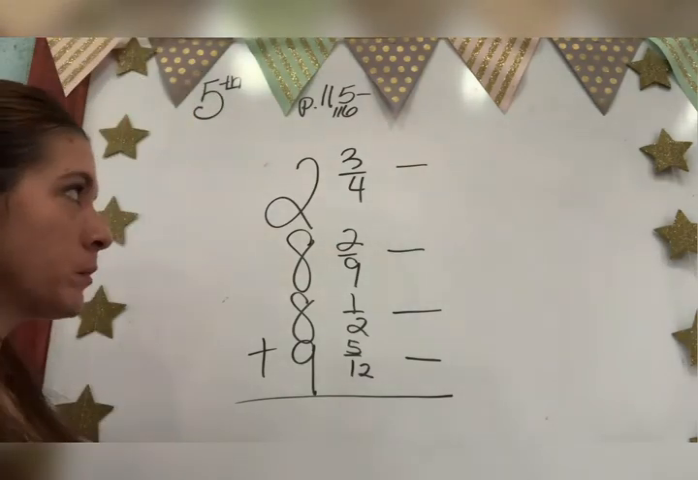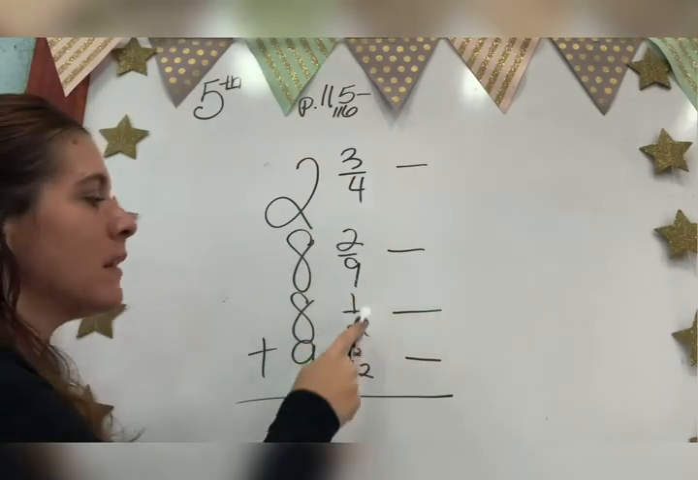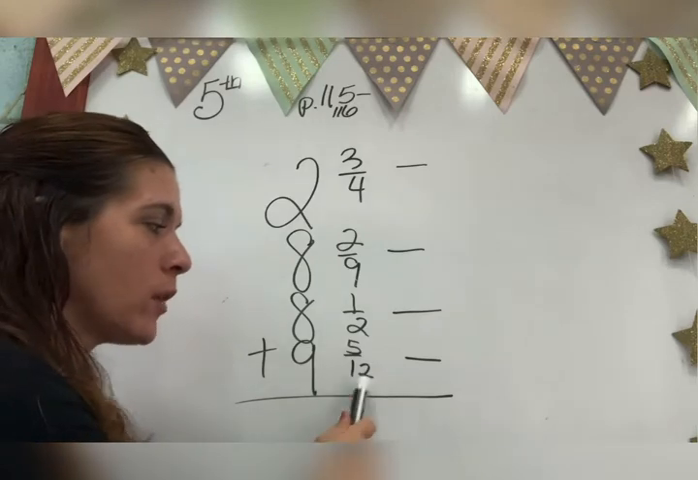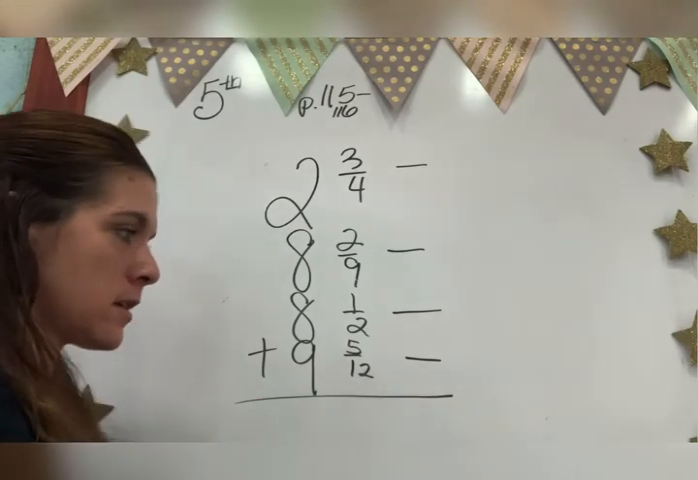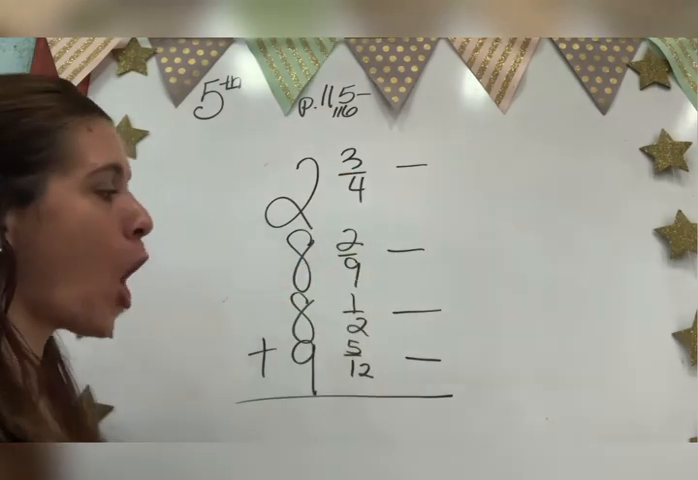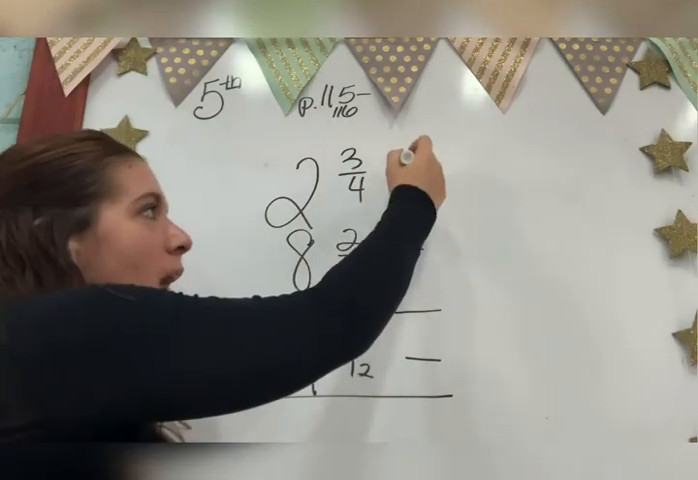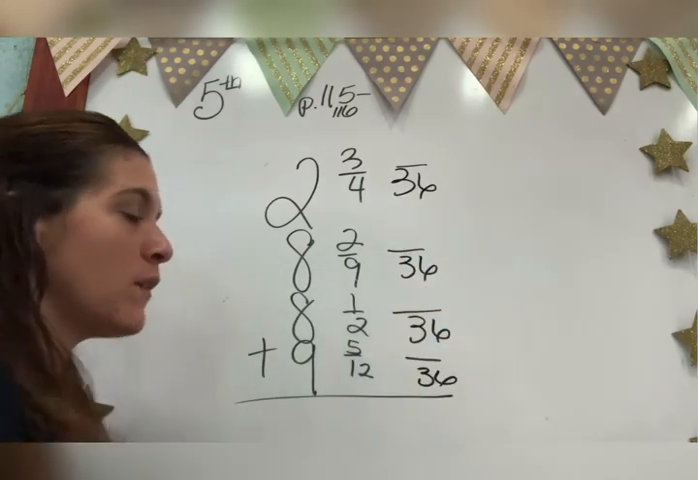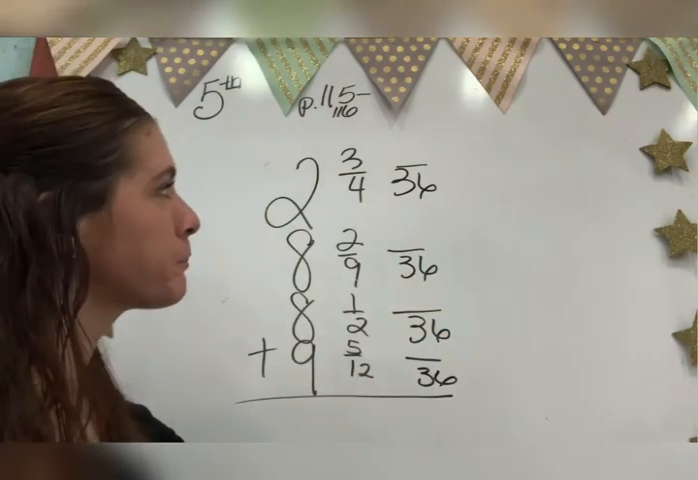Okay, ready? 4, 9, 2, and 12. What is the common denominator? Well, I'm going to start with the biggest one down here. 12, 24, 36. 9 can't go into 24, but all of them go into 36. So that is your common denominator, okay? If you didn't get that, erase it and let's do it together.